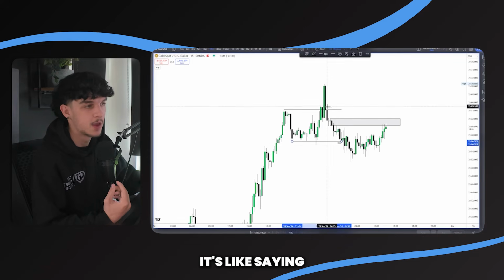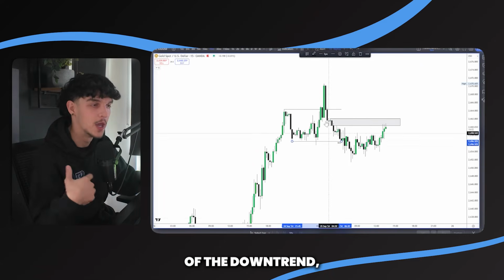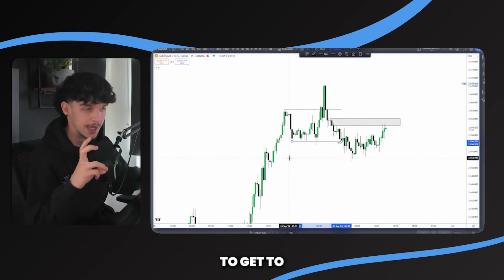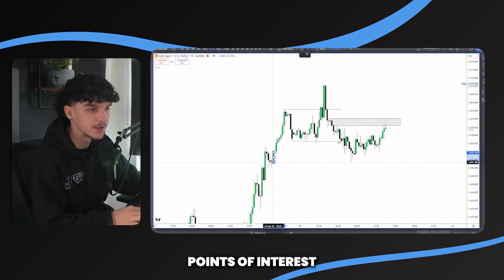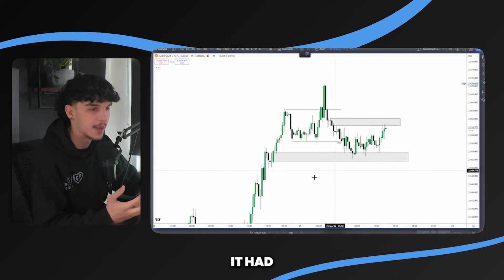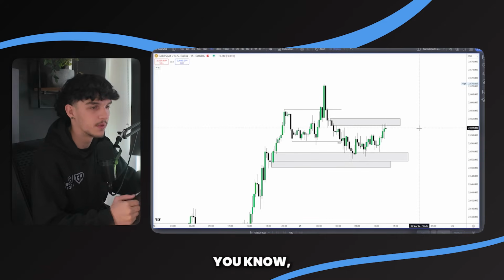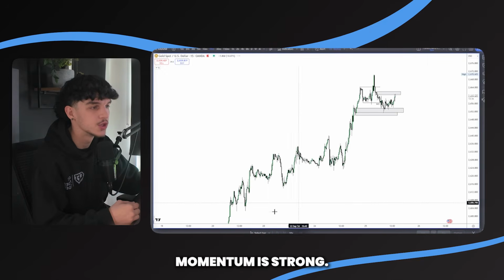It's like saying we're in a downtrend and most people are probably going to play the continuation of the downtrend, but we're not going to look at this downtrend as a downtrend. We're going to look at this as a reaccumulation to get in at a cheaper price. And maybe we can look for points of interest like this imbalance by here that got tapped into. That's why it had this downtrend. Or maybe you can say this order block or this demand zone, whatever it may be. And that's the reason we've come into these zones and the overall momentum is strong.